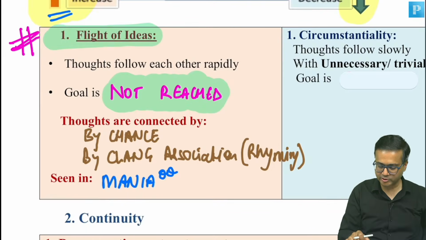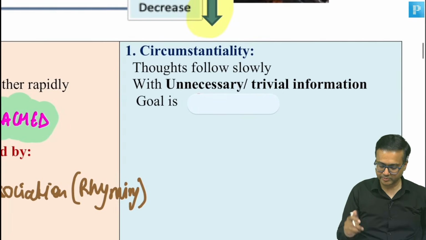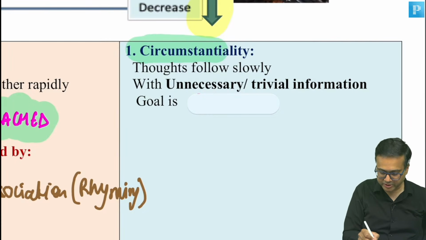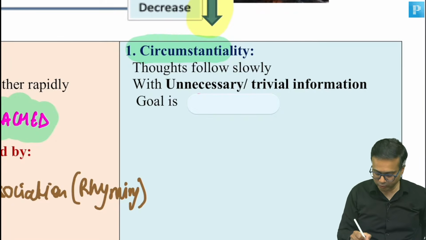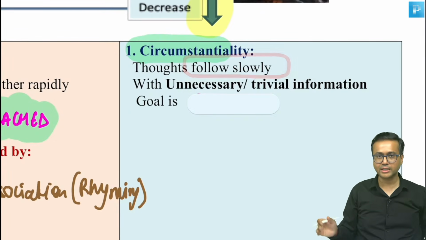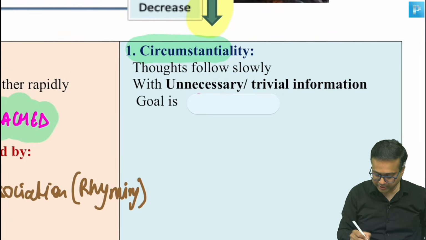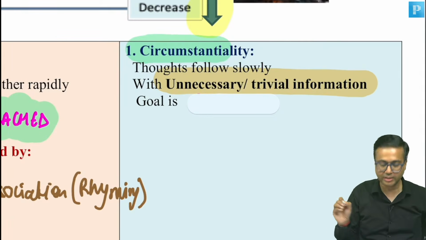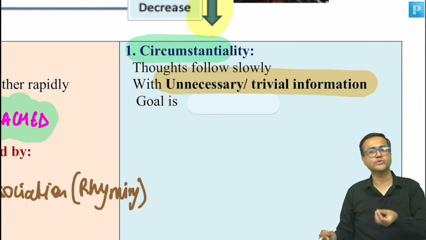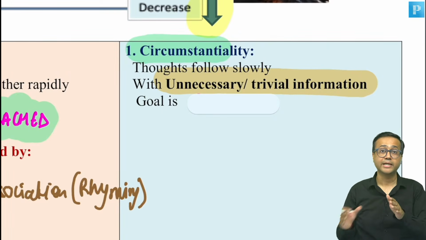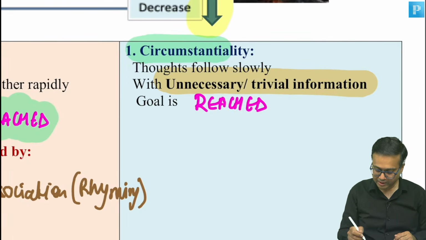Let's discuss when the speed is decreased, and one important abnormality that we will discuss is circumstantiality. See, as the name suggests, circumstantial means the patient is giving unnecessary detail. Here, first of all, the thoughts are coming very slowly in the mind of the patient, and the patient is giving unnecessary trivial information, information which you have not asked for. He is saying those details which you have not asked for, but ultimately he answers your question. So tell me, is the goal reached or not reached? Very good. Remember, the goal is reached.